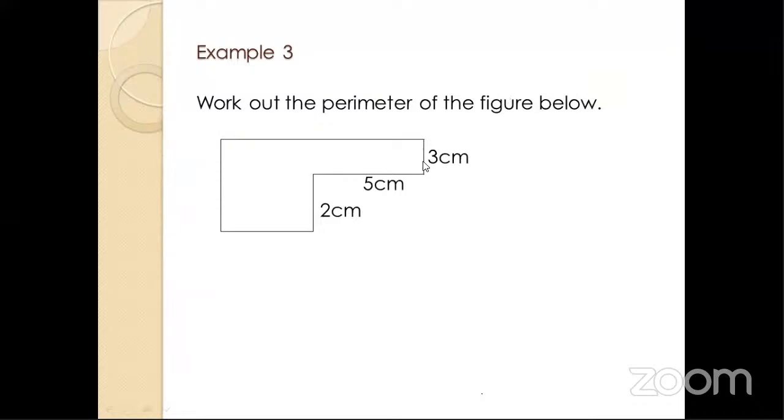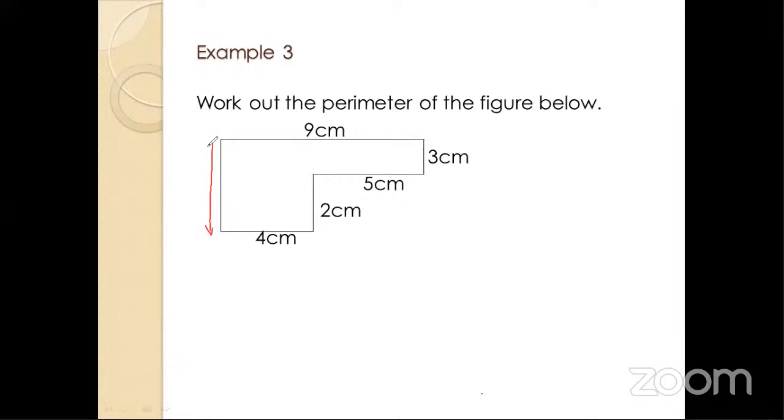So we have 3 centimeters in this side. Then this one that connects 3 to 5 is 5 centimeters. Then we have another side, 4 centimeters. Then we have another side, 9 centimeters. So those are the only sides given to us. But if you look carefully, you will realize that this side here is not given.